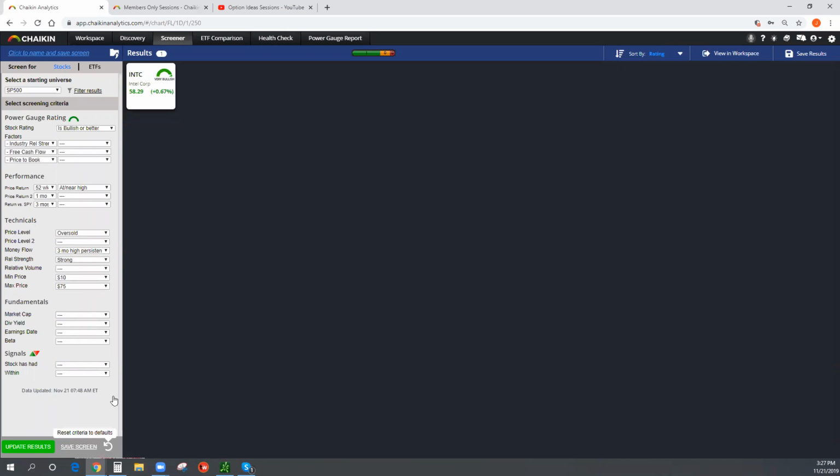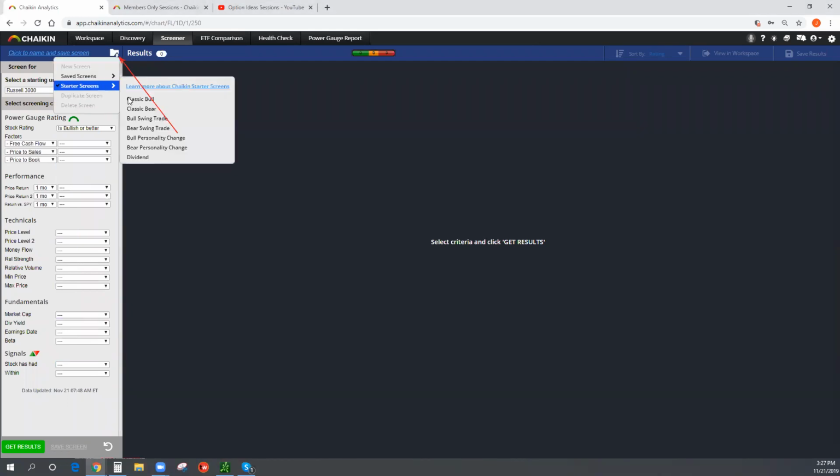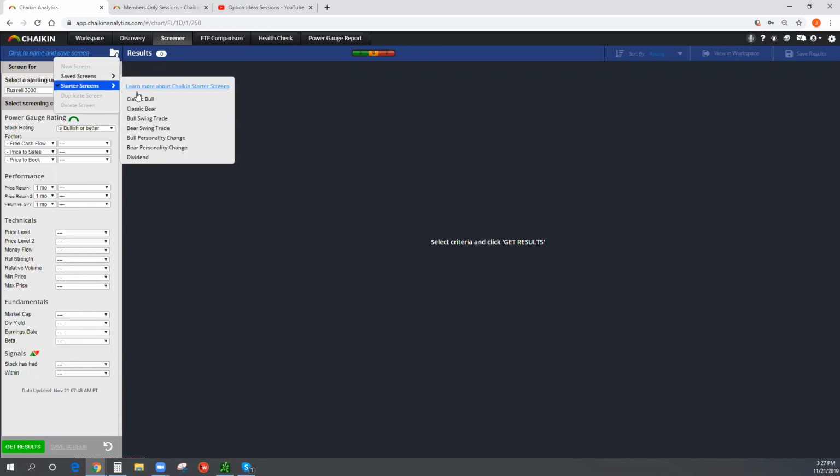If you do not want to have to put in your own screens, one of the things we've done for you is we've created what we call starter screens. Click on this icon. And it gives you the ability to pick out starter screens. We've got a bunch of starter screens. Let me talk about these real quick.